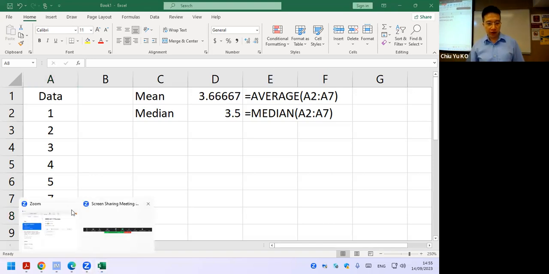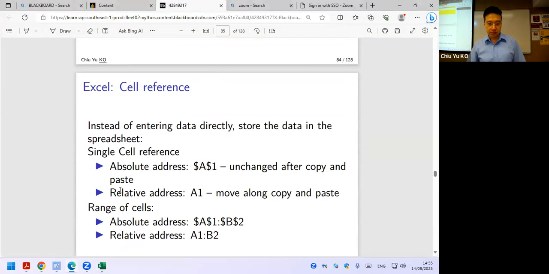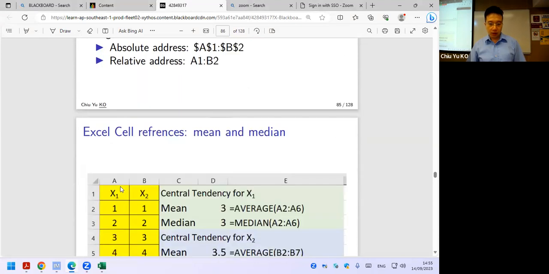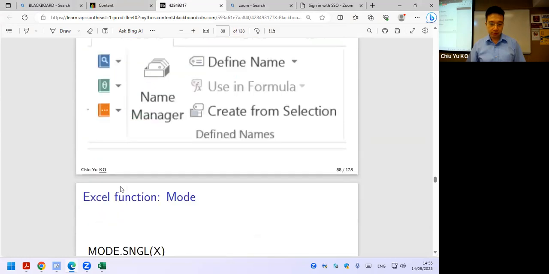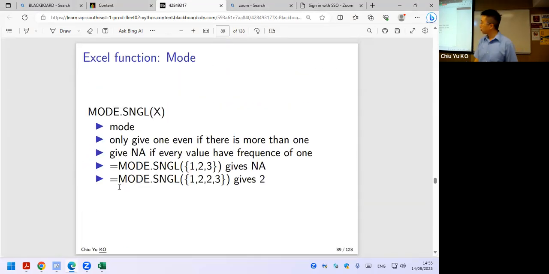So very quickly, I want to talk about mode. Okay, this is mode here. Mode here is very complicated for Excel to handle. If there's only a single mode, then it's able to handle it. But if there's more than that, there is some problem. So let's focus on the case where we only have a single mode. It's called MODE.SNGL.